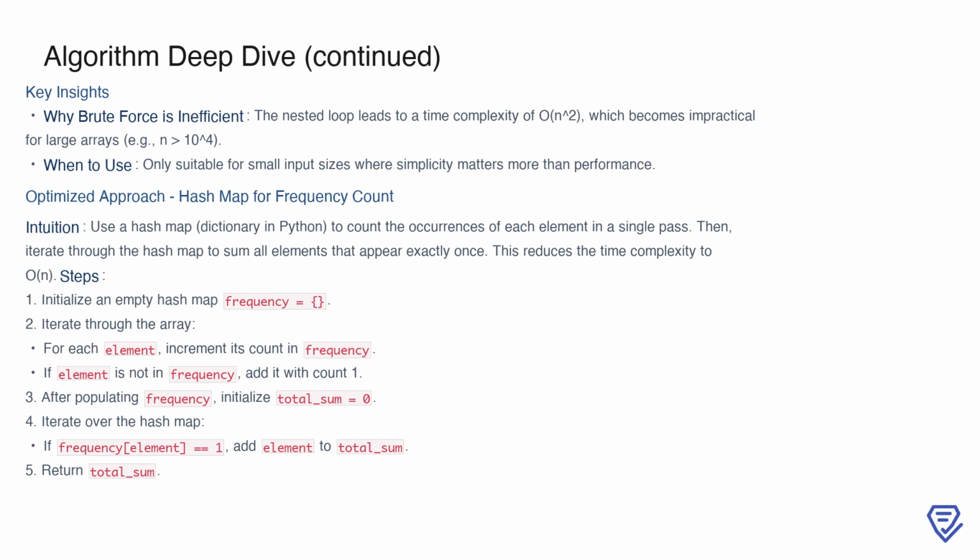The steps are as follows. First, initialize an empty hash map to store frequencies. As we iterate through the array, we update the count for each element in the hash map. After building the frequency map, we initialize total_sum to 0 and iterate through the hash map. For any element with a frequency of 1, we add it to total_sum. Finally, we return the total sum.